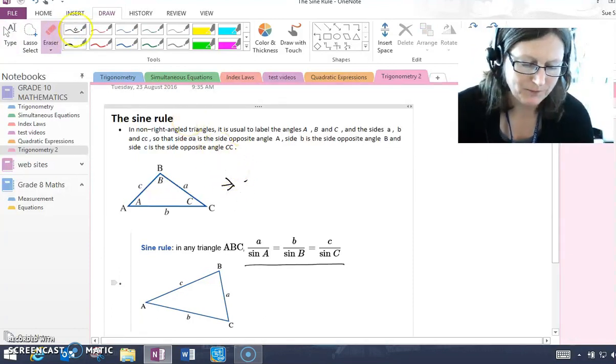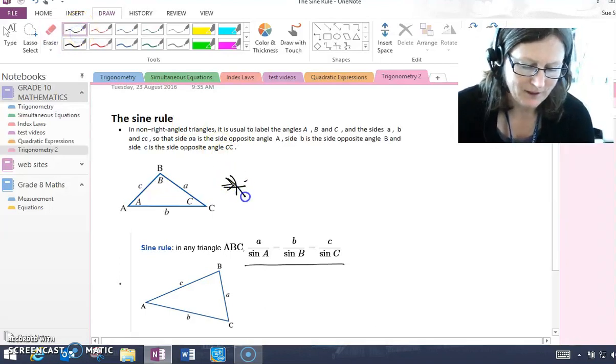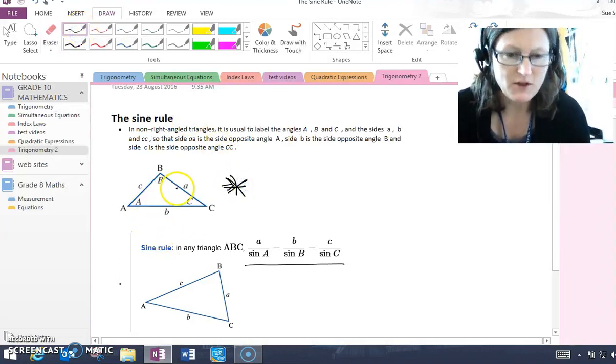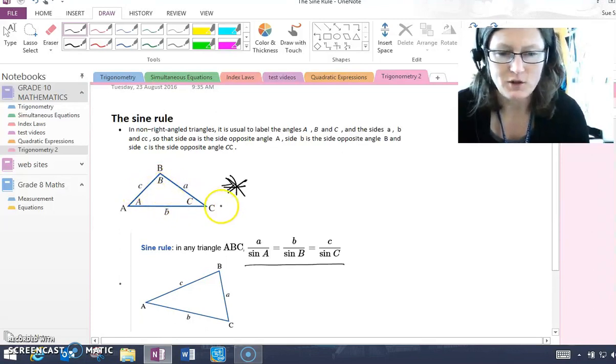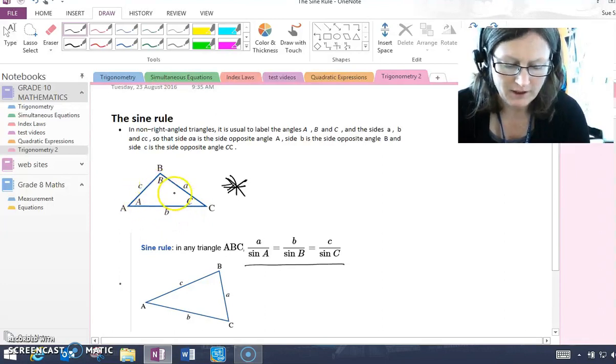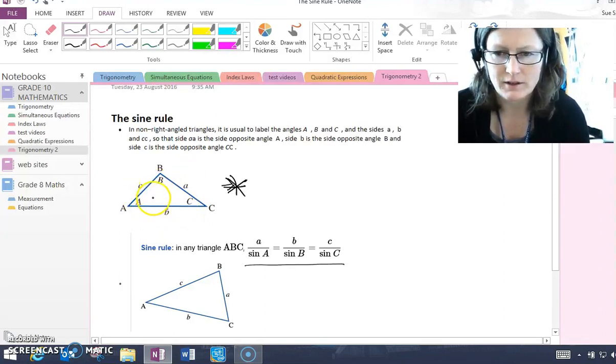First thing to look at is how to label our triangles. If we have a triangle, side A is opposite angle A, side B is opposite angle B, and side C is opposite angle C. Please note that angles are normally capitals, and the sides are written in small letters.